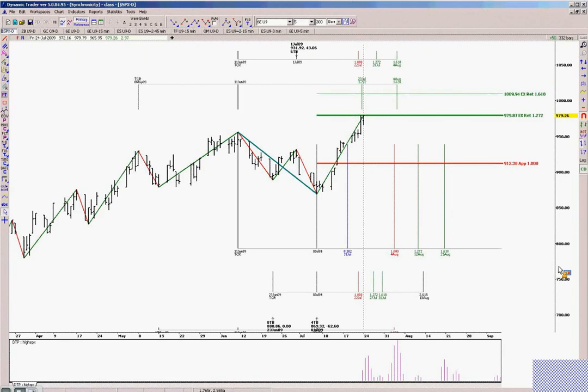The question is, if you have a cluster of levels, do you take the farthest one? No, you wait and you see if the zone holds and if it triggers. So first you have to see where it holds.